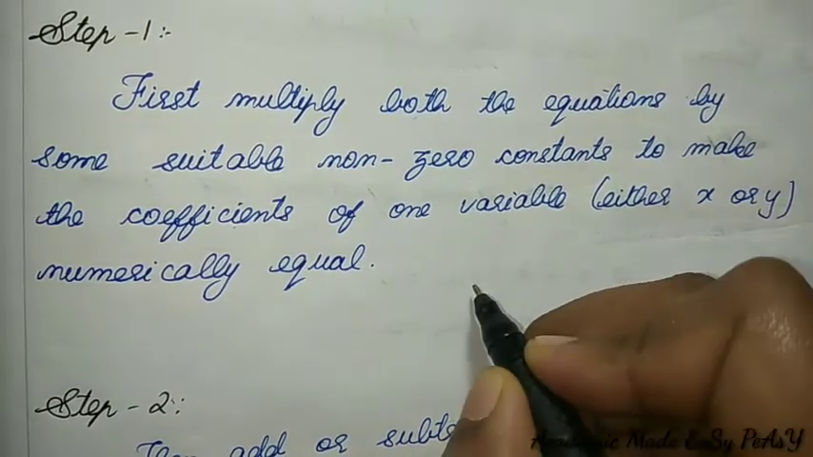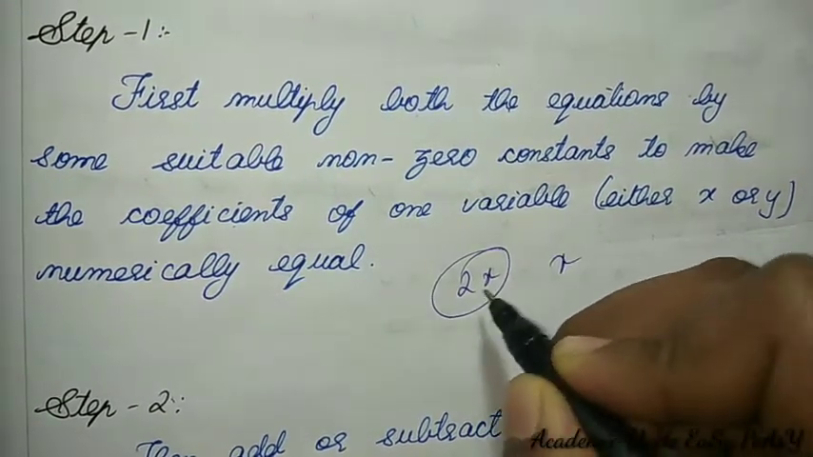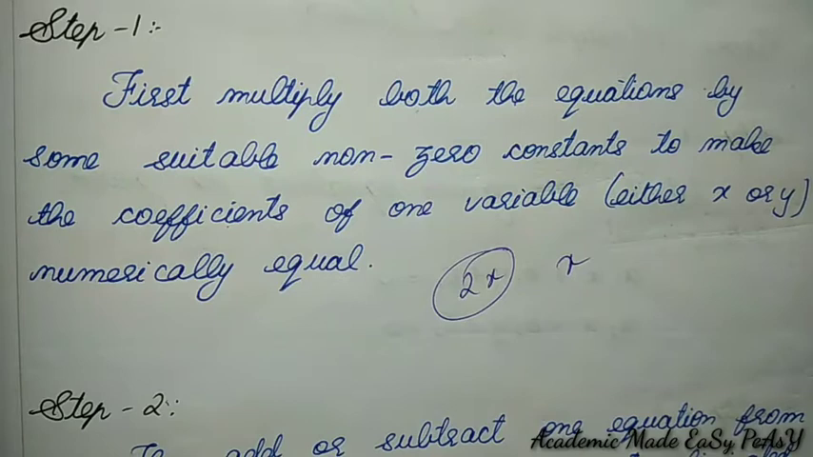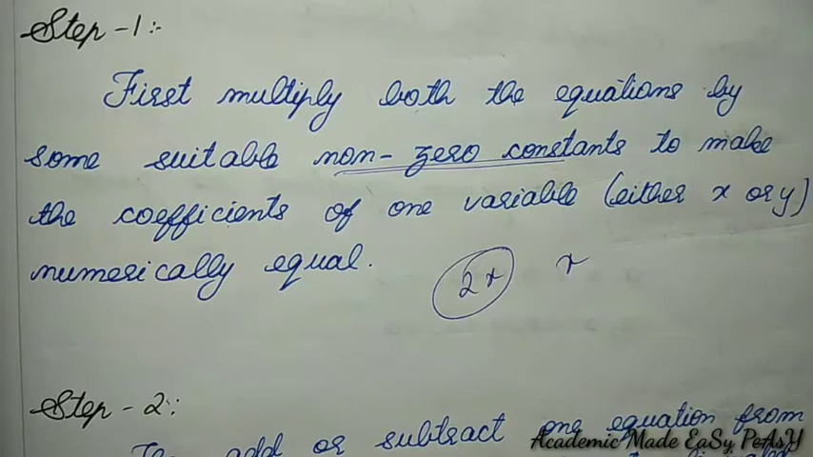We made the coefficient of x 2x, no? So I changed my x as 2x, no? So that only they are saying here. So we have to multiply with a suitable non-zero constant. I will teach you more clearly in the exercise sums.